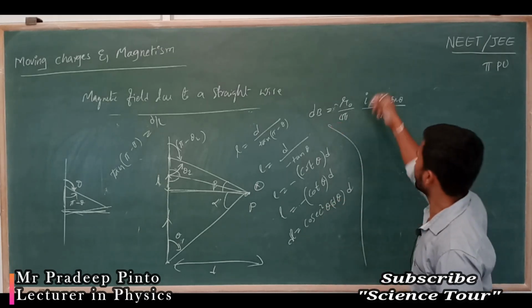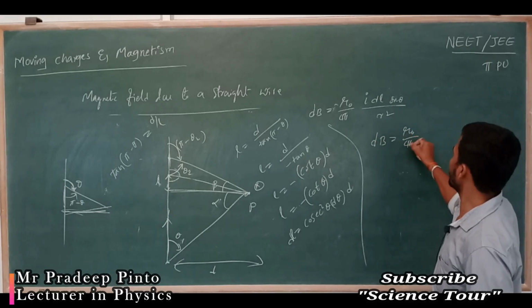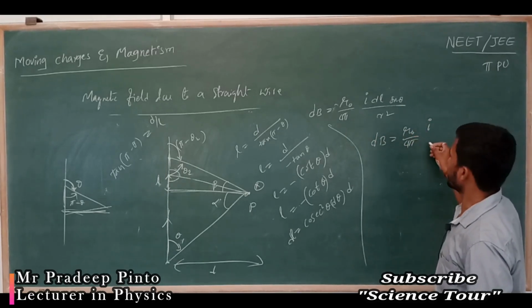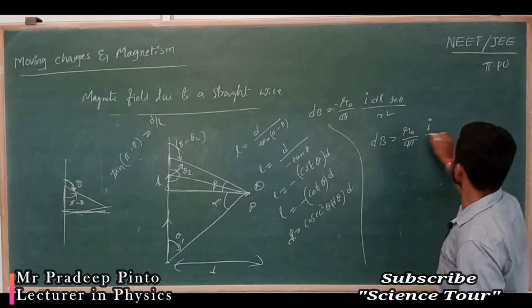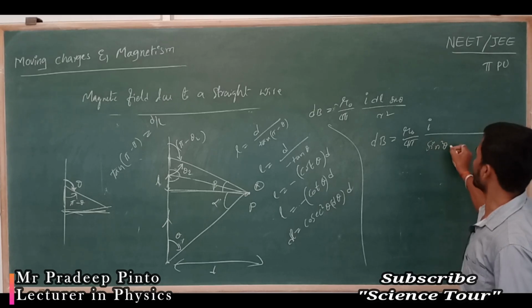Now what I will do is apply it here: dB is equal to mu naught divided by 4 pi into I. dL means cosec square theta, cosec square theta, and I will write r square as sin square theta.